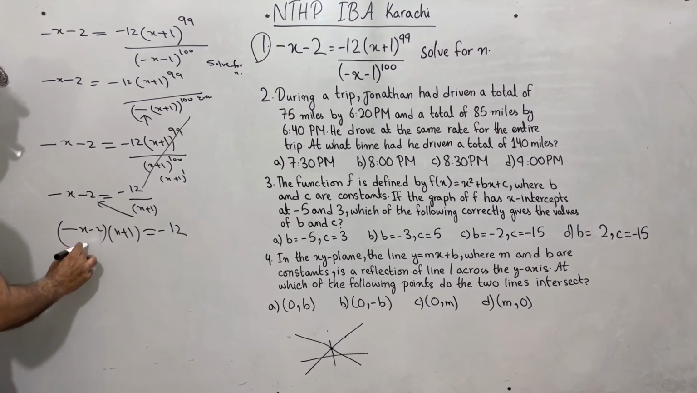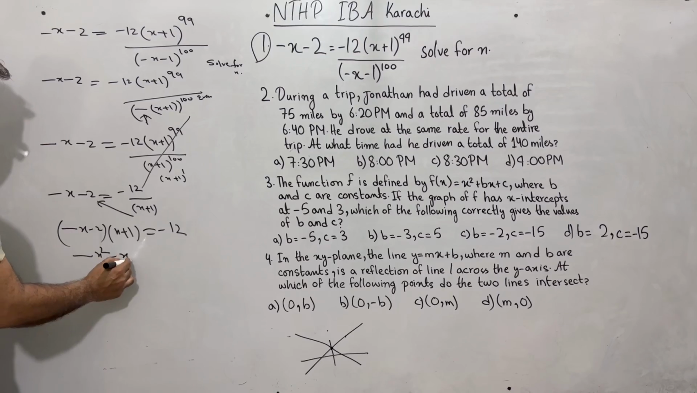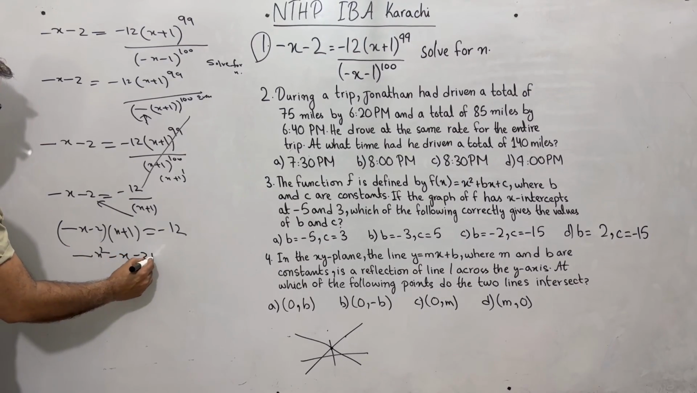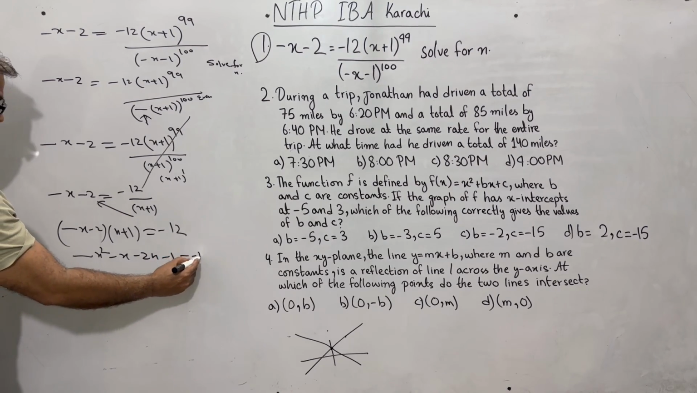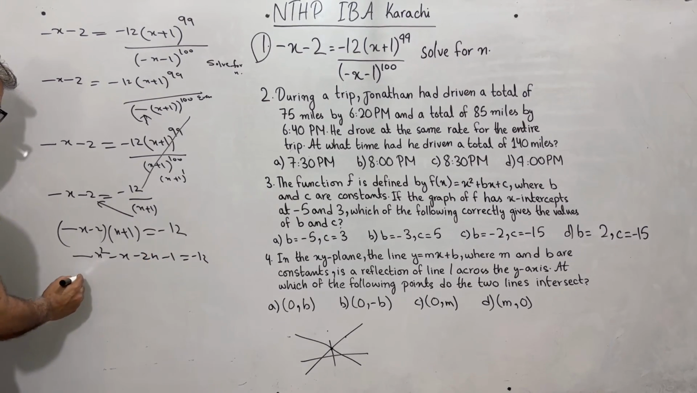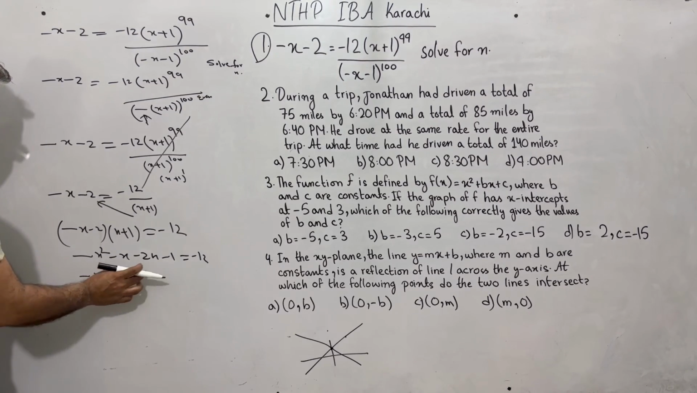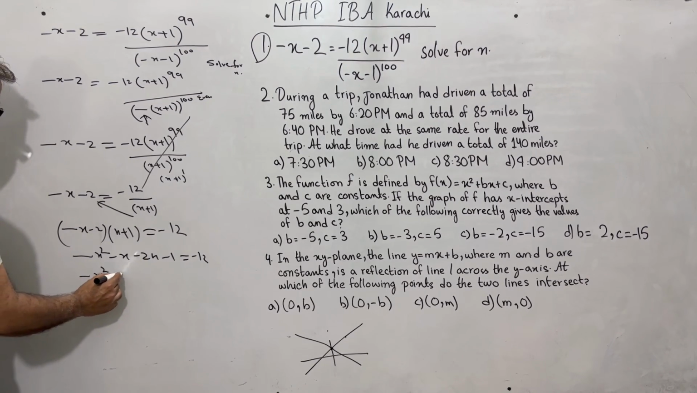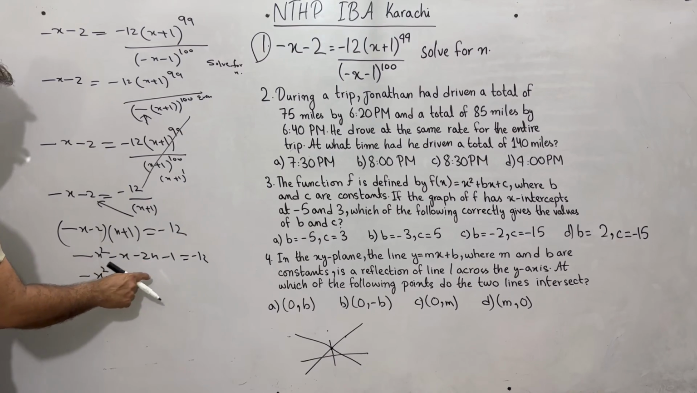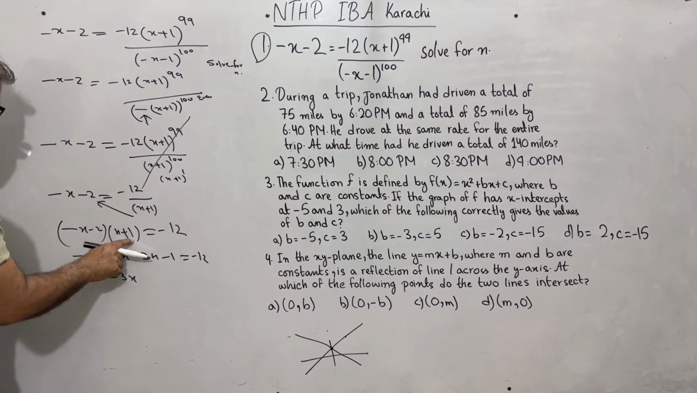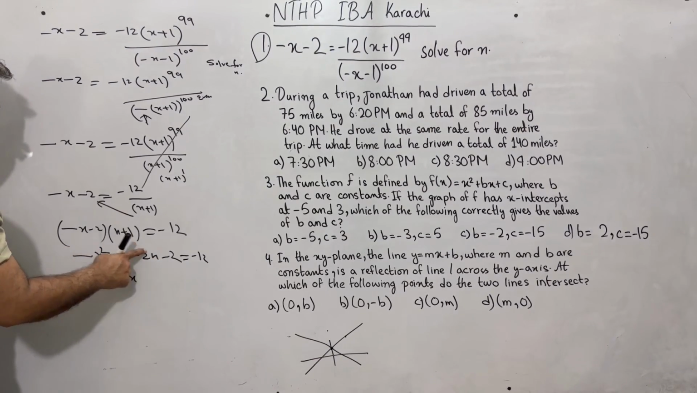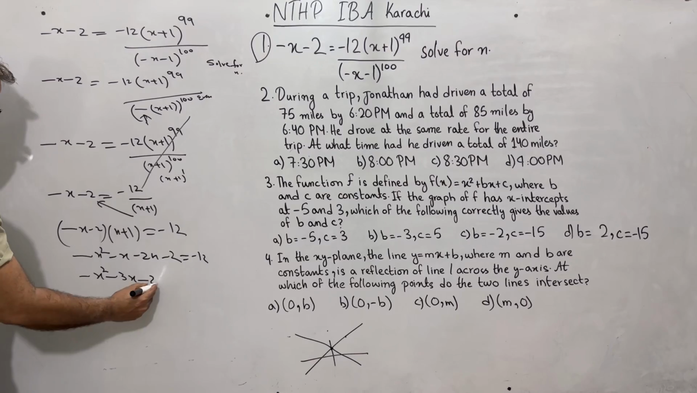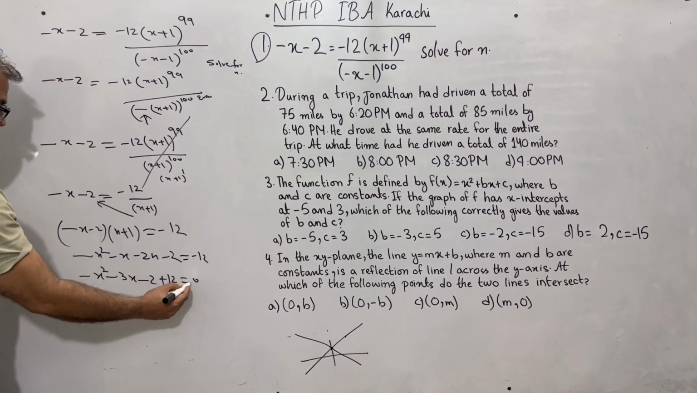Just simply multiply. It will become negative x square. Negative x times 1 is negative x. Negative 2 times x is negative 2x. Negative 2 times 1 is negative 2. And we have minus 12. Shift this minus 12 here. It will become minus x square. These are like terms: negative x, negative 2x. It will become negative 3x. And here it is minus 2 into 1. It will become minus 2. So we have minus 2 plus 12 is equal to 0.